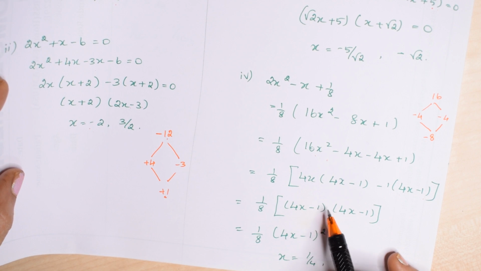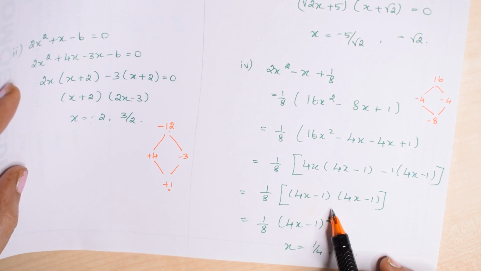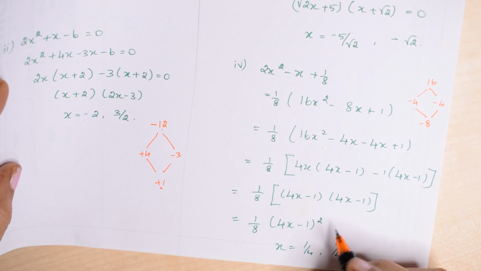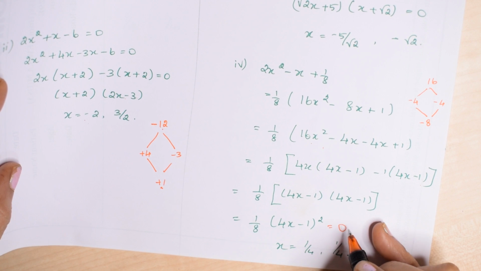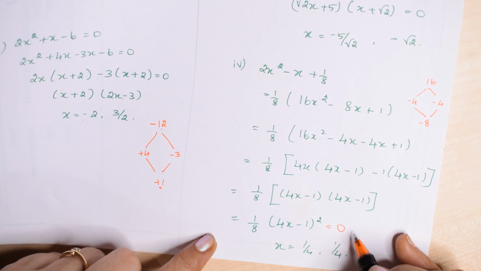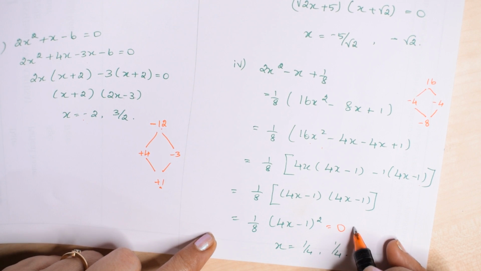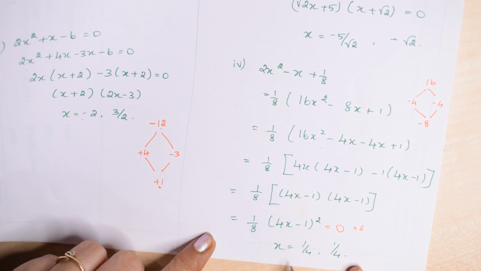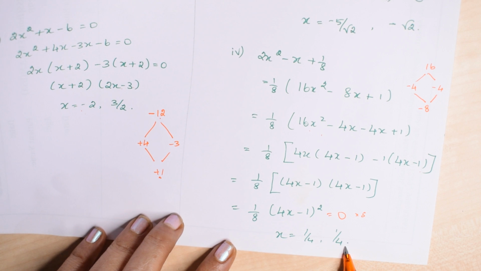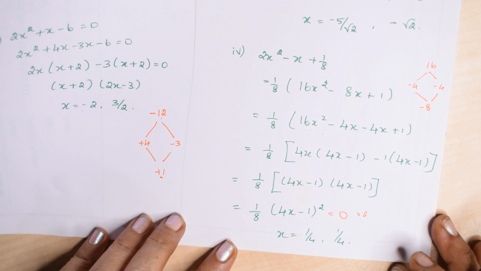So I have two brackets, 4x minus 1, 4x minus 1. It means 4x minus 1 whole square, and 1 by 8 is this. I leave it here. It is equal to 0. When I take it here, this becomes 0 into 8, so again that value becomes 0. So 4x minus 1 is equal to 0, and when I equate it like that, x is equal to 1 by 4 and one more value is 1 by 4 again.